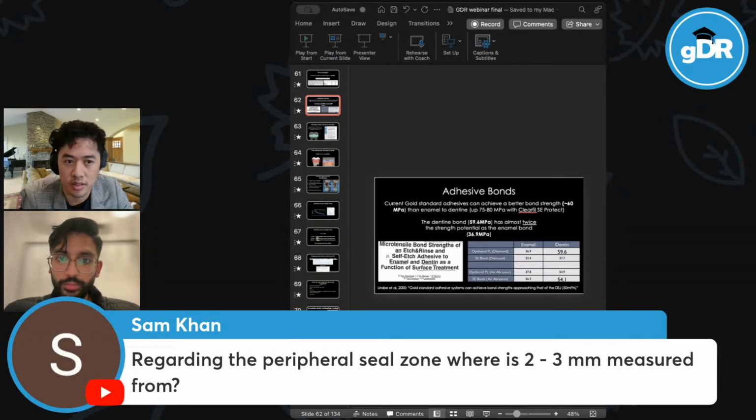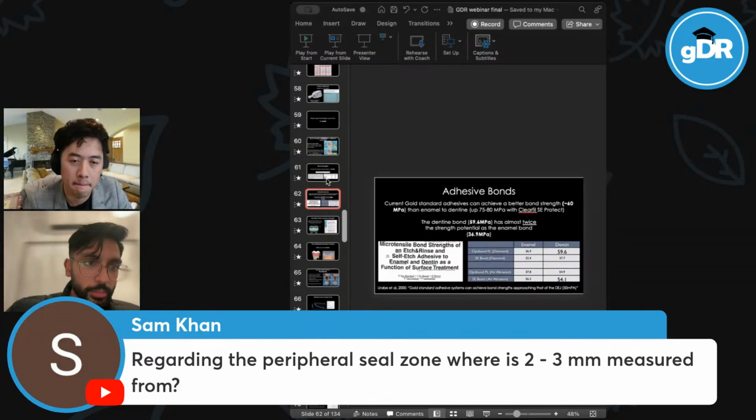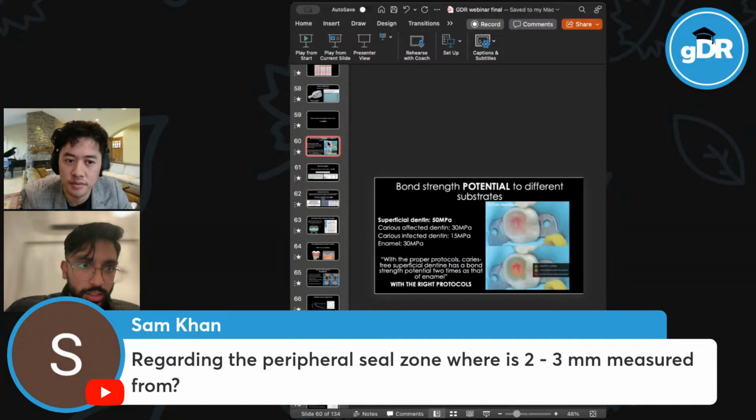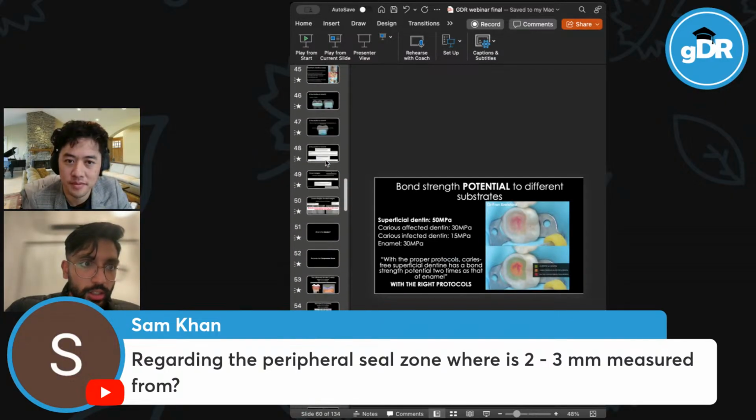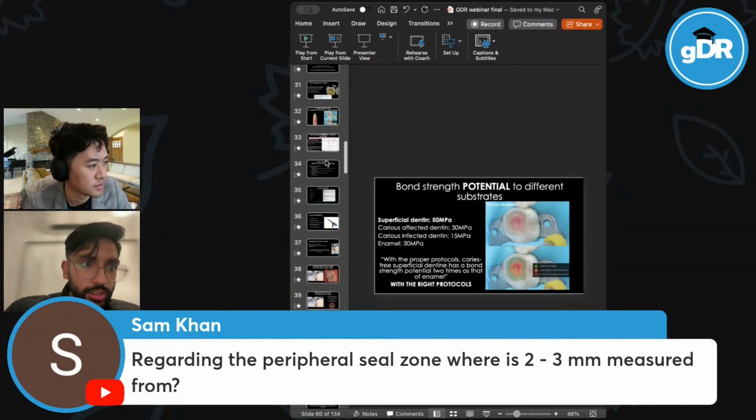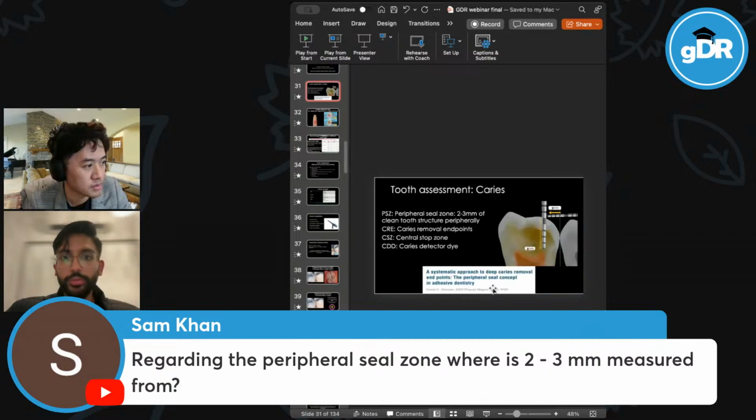Regarding this, from Dr. Sam Khan: regarding the peripheral seal zone, where is 2 to 3 millimeters measured from? Yeah, cool. Let's go to that picture. Yeah, so the peripheral seal zone is just measured from the periphery of the prep. I think what you're asking is, is it just the dentine? Is it measured from the DJ, or is it measured from the outside? It's measured from the outside of your prep. So it includes all the tooth structure, right?